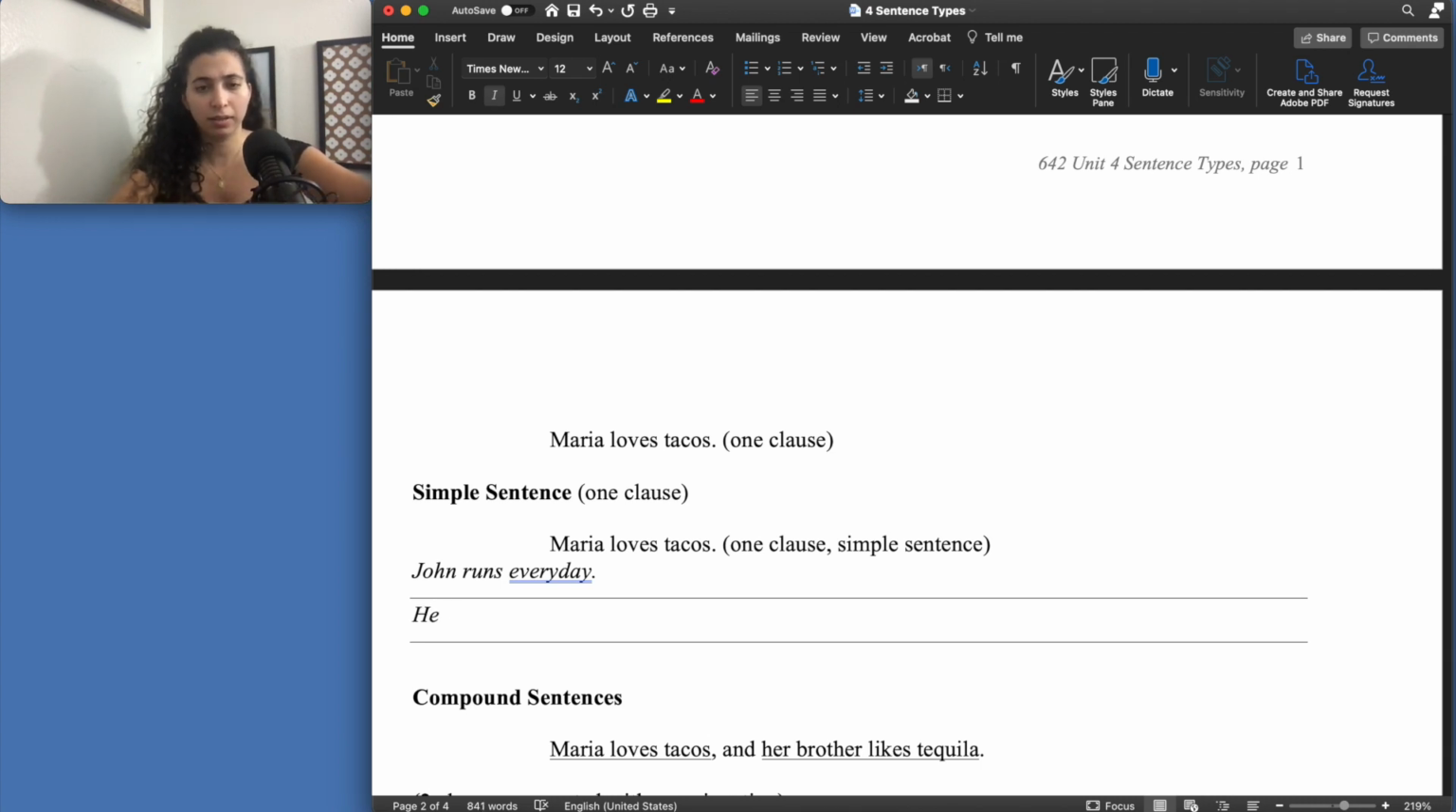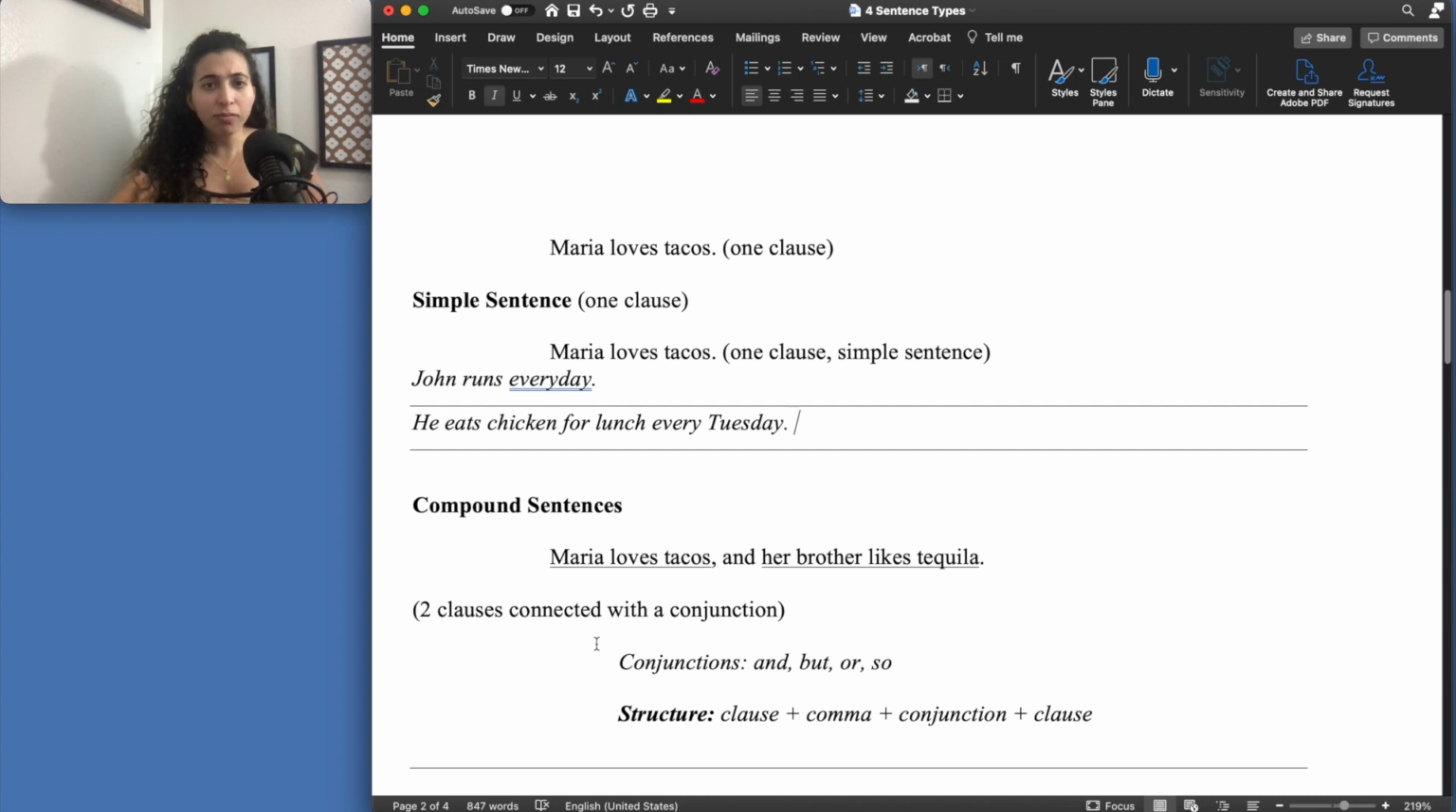He eats chicken for lunch every Tuesday, okay? Again, it's longer than the first one, it's longer than Maria loves tacos, but it's still a simple sentence. We have the subject, we have the verb, and then we have the direct object, and then we have the object of the preposition, okay? So that's that. Fairly simple. You guys, if you have questions, feel free to message me. Let me know if you are struggling, any doubts, anything that you want to talk about.